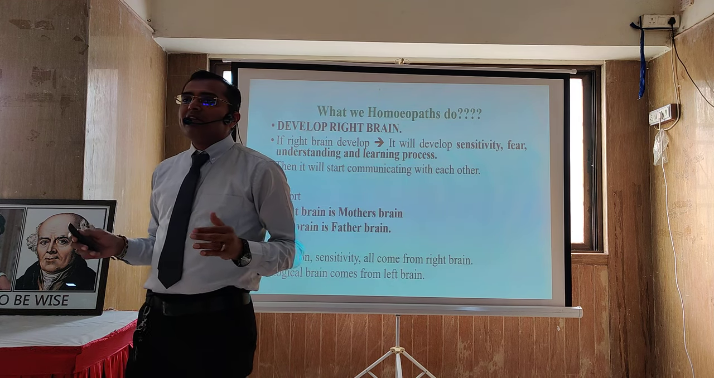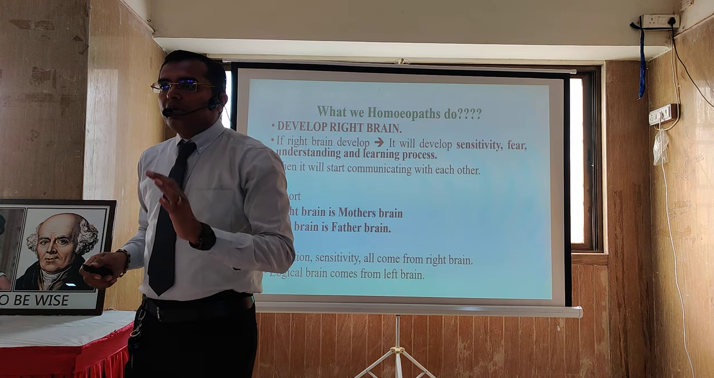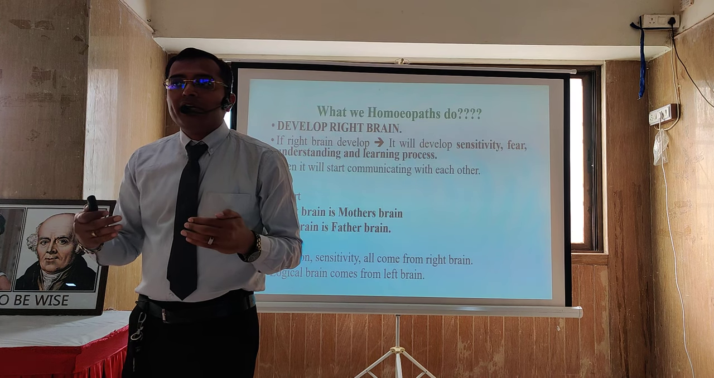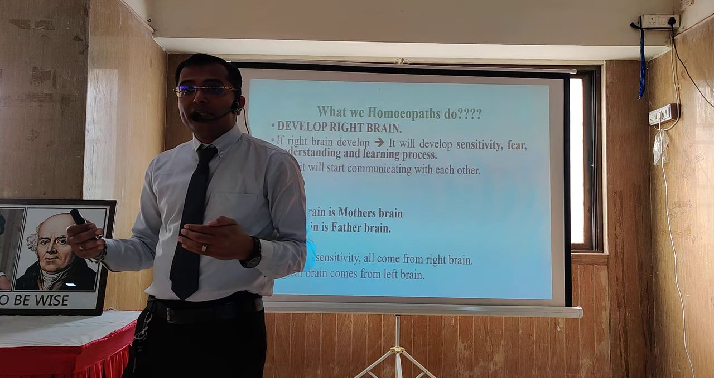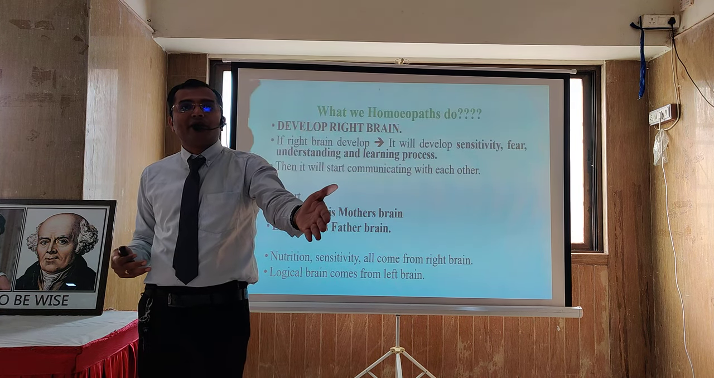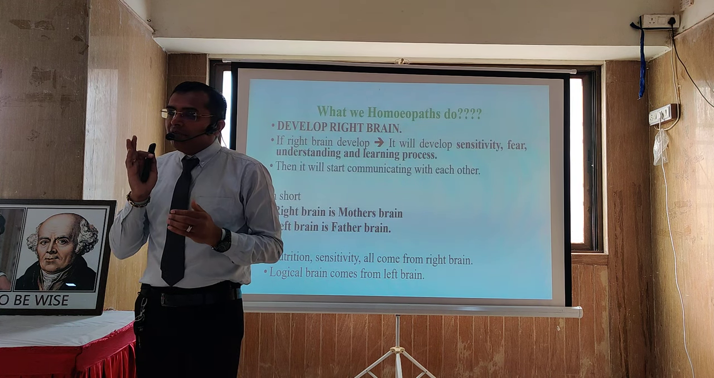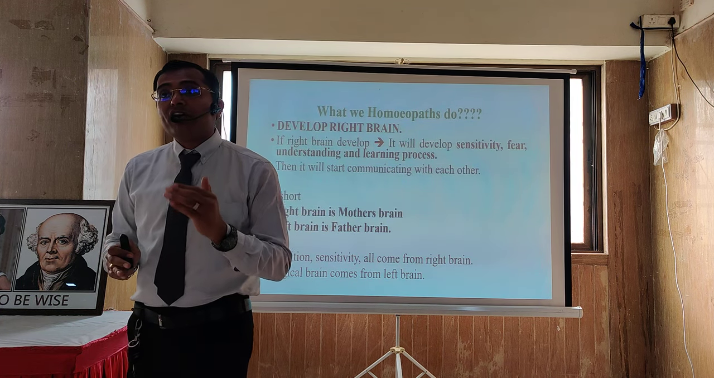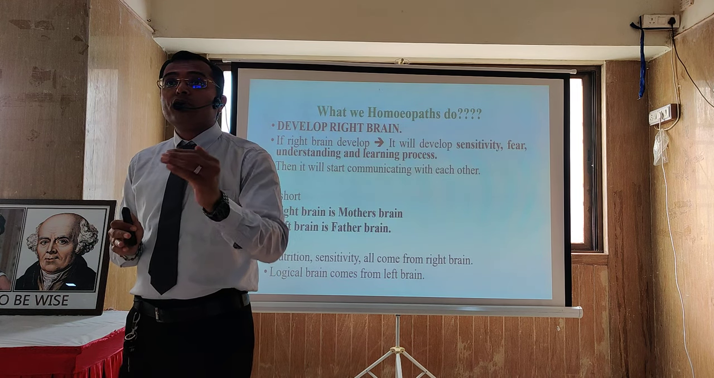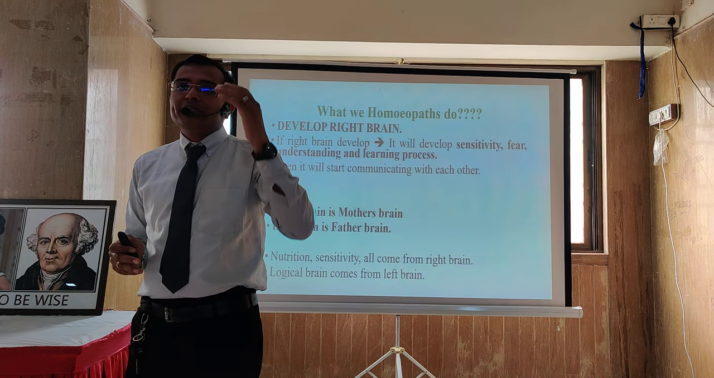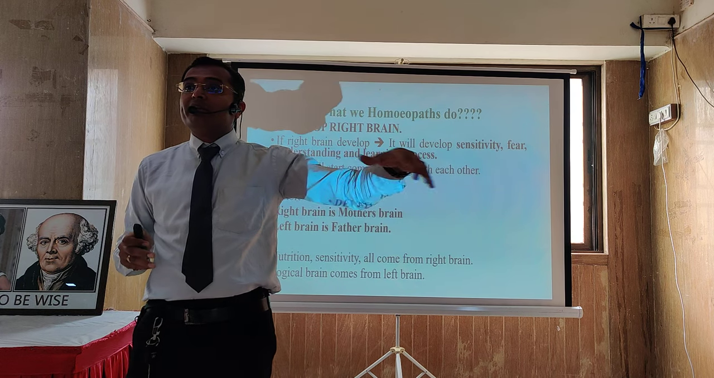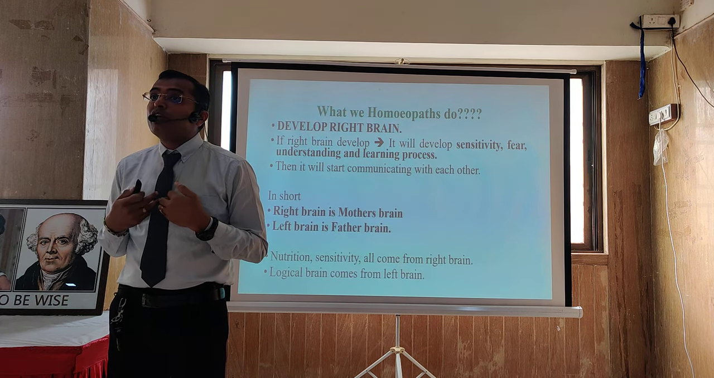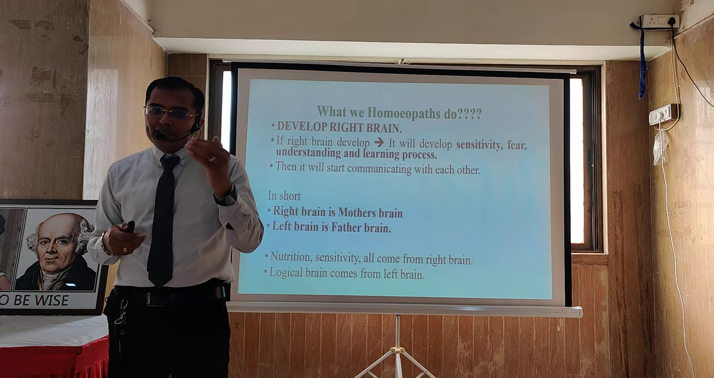See, the autistic child does not know. They run on the road and do not know where they might get hit by a car or bike or anything, because they don't have this right brain development. So whenever you prescribe a certain medicine and he starts fearing, fearing to go to the roads, that means you have stimulated the right brain to develop. That is a learning process: that I have to save myself first. Okay, that is very important.